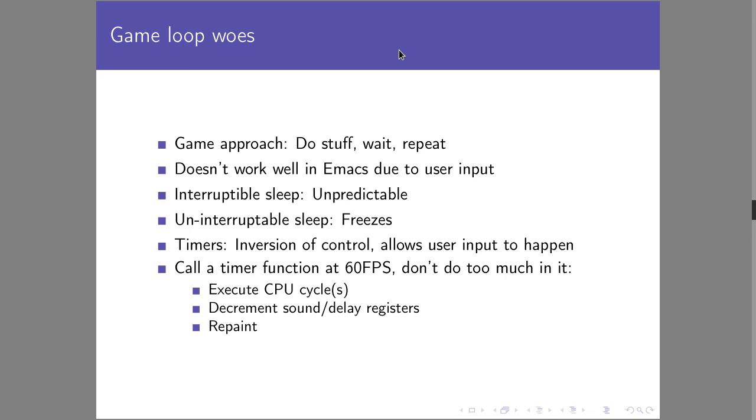So I went for timers, which forced me to do inversion of control, meaning that I have to write code in a style where it's just called at a time. This allows user input to happen and for things to progress at roughly the speed I want. So there's the timer function, which is called at 60 FPS, and I have to be very careful not to do too much in it. Inside this function, I execute CPU cycles, decrement the sound and delay registers, and redraw the screen.